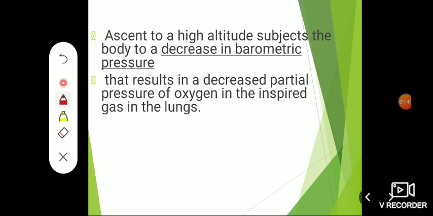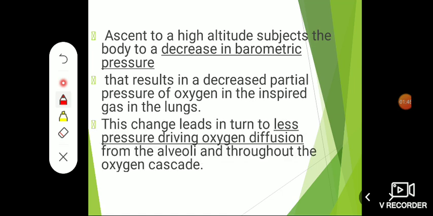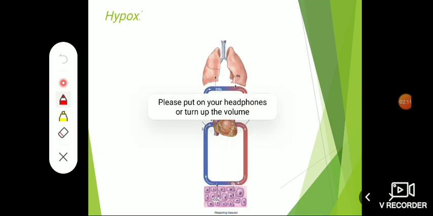So in proportion, the partial pressure of oxygen also reduces, ultimately affecting diffusion, because we know that an important factor affecting diffusion is the pressure difference of gases. So this change leads to less pressure driving oxygen diffusion from the alveoli throughout the oxygen cascade. This means it affects not simply the lungs, but all places. So this leads to the basic problem of high altitude, that is hypoxia.